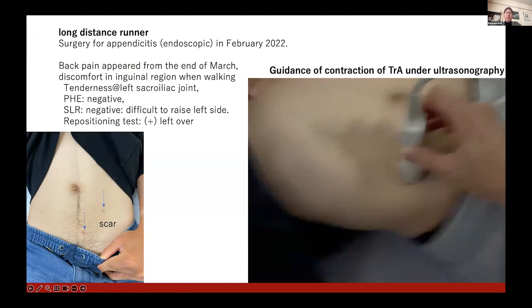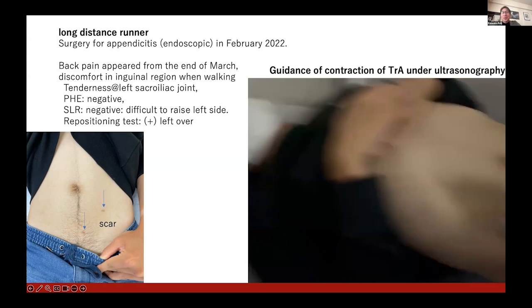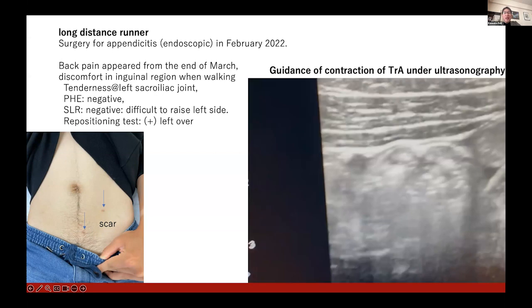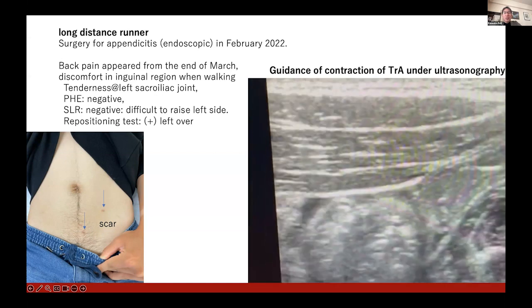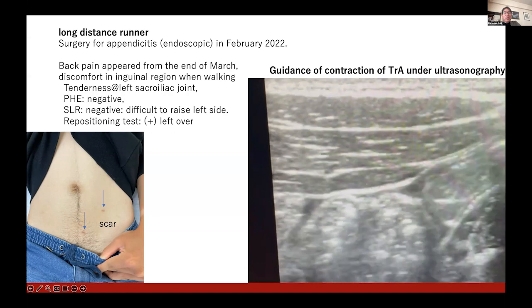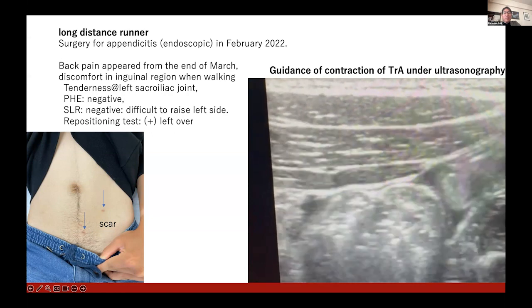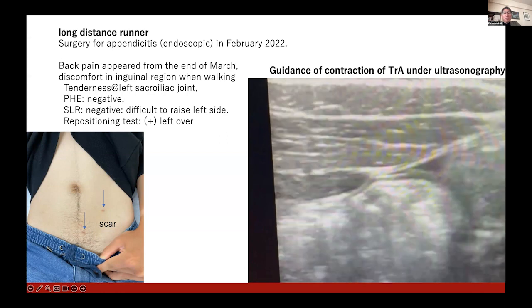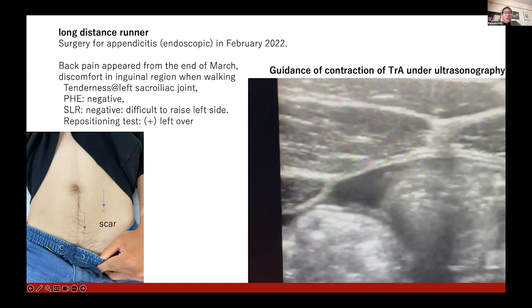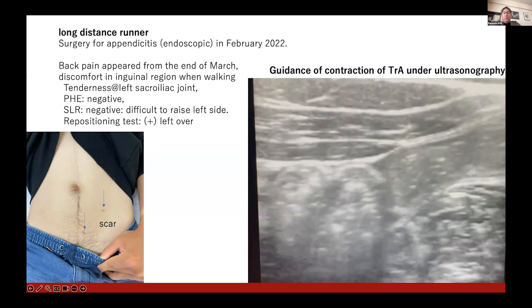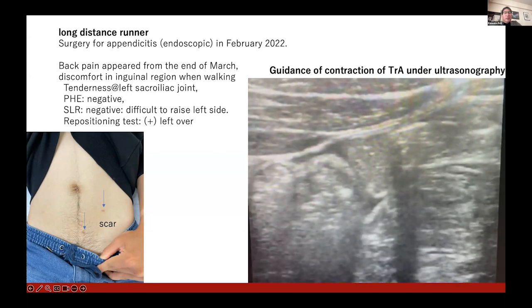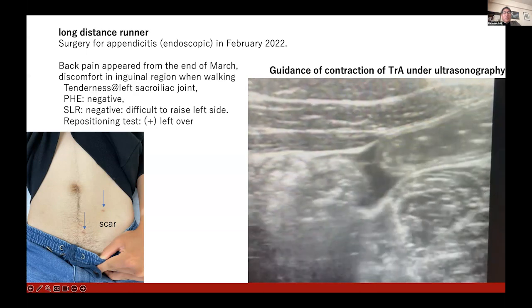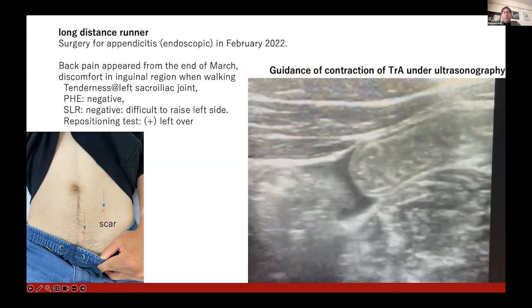We used ultrasound to teach him TRA anticipatory contraction, as shown in this video. This motion is a mild drawing-in, where only TRA contracted. And this is a strong drawing-in, contracting IO. And we instructed him how to move TRA alone.